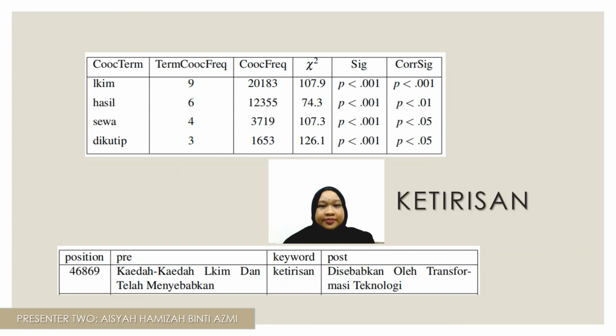The last term that is chosen is ketirisan, which directly translates to leakage. However, the contextual translation should be the leakage of revenue. This term is also listed as important to recognize if there is any leakage of revenue occurred that is mentioned in the report.